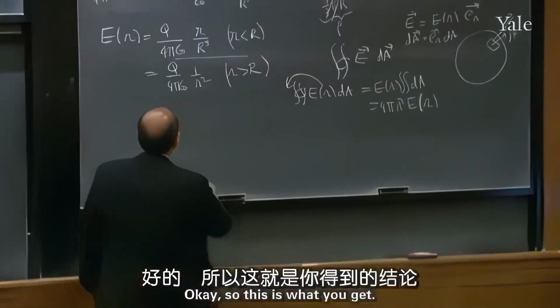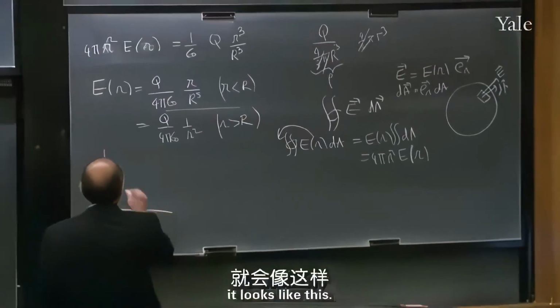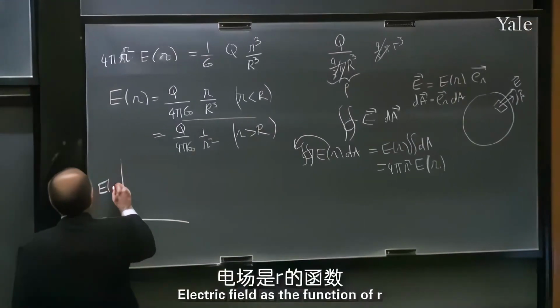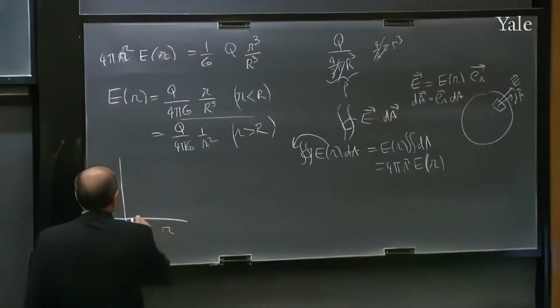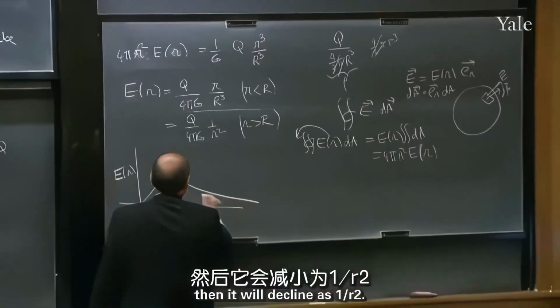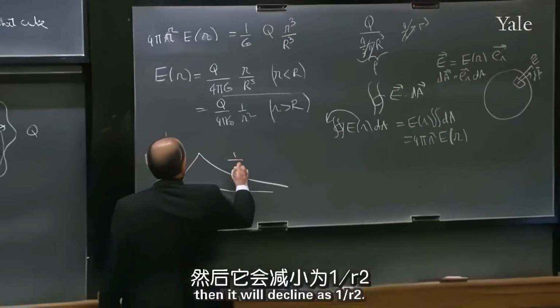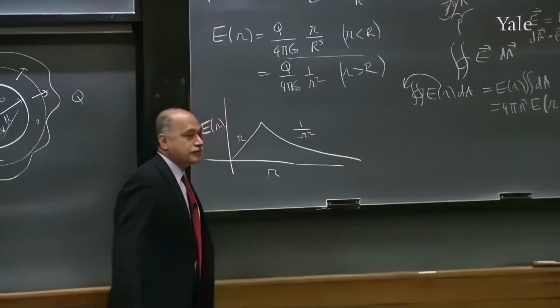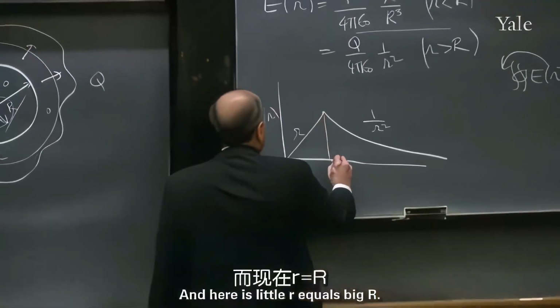Okay, so this is what you get. If you draw a picture of this, it looks like this. The electric field as a function of R will grow with R, then it will decline as 1 over R squared. And here is little r equals big R.